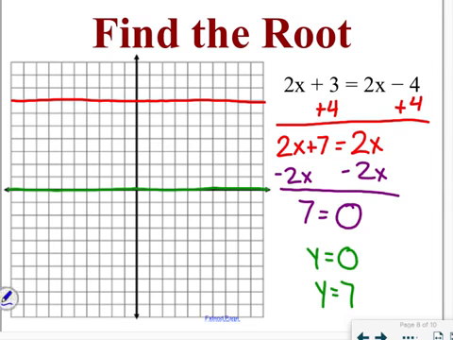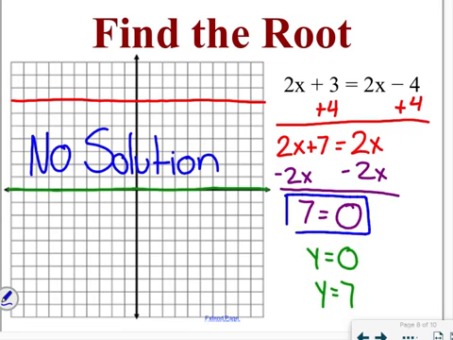If you notice, the red line never touches the green line. So this would be a way that we could identify no solution if you're putting it on a graph. If you just solved it algebraically, you could have stopped right here and said this is false, which again would indicate no solution. So that's what no solution looks like on a graph and what it would look like algebraically.